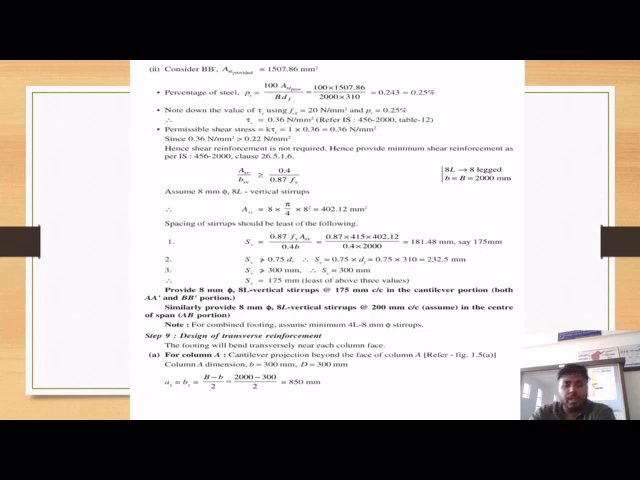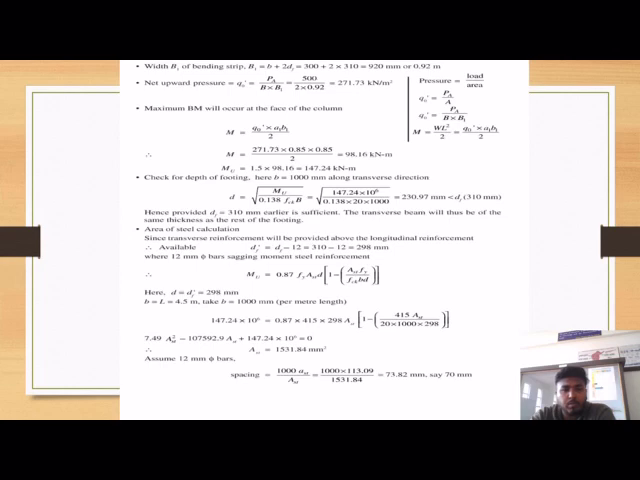Step 9. Design of transverse reinforcement. Column A: cantilever projection beyond the face of column A, with column dimension b equal to 300 mm, so a1 is equal to 850 mm. Width b1 of bending strip is b plus 2d, which is 300 plus 2 into 310, equal to 920.